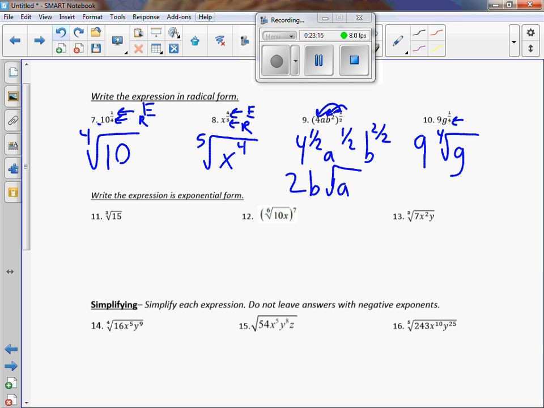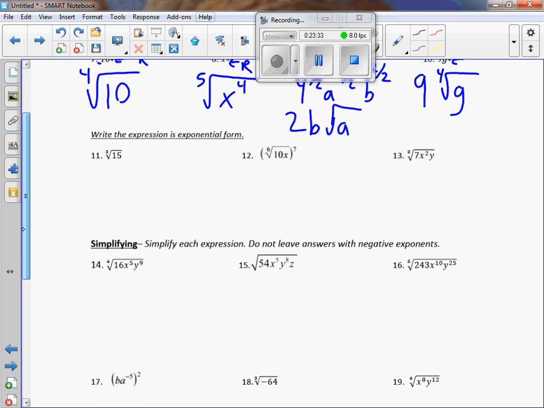We haven't done the multiplying yet. Therefore, that 9 stays outside of the radical. It would be different if this 9g were in parentheses. Then the whole thing would be under the radical. But that's not true in this particular case. That's not what we had.